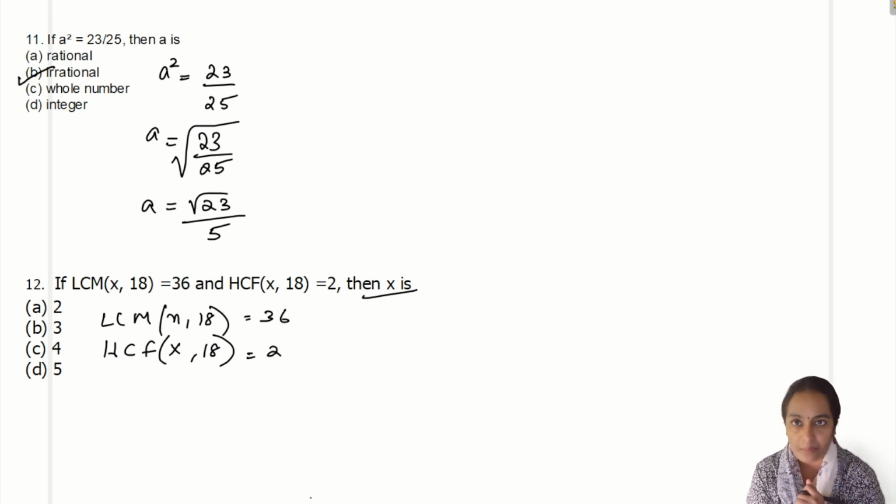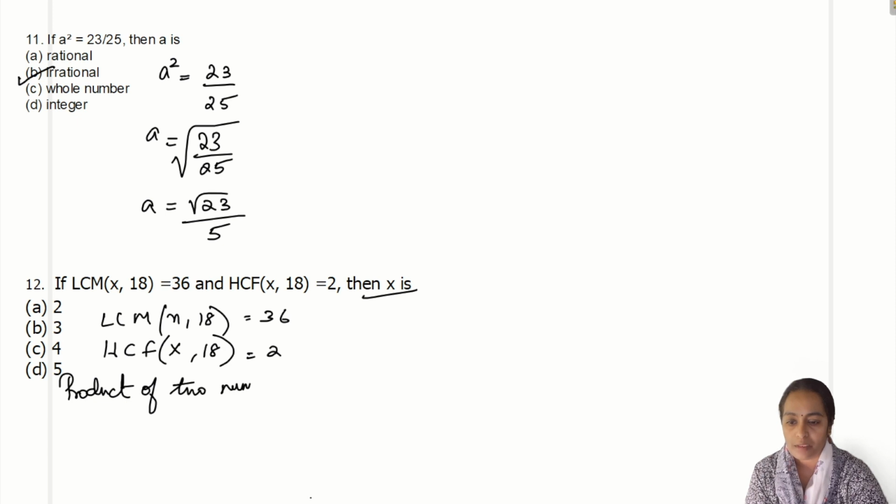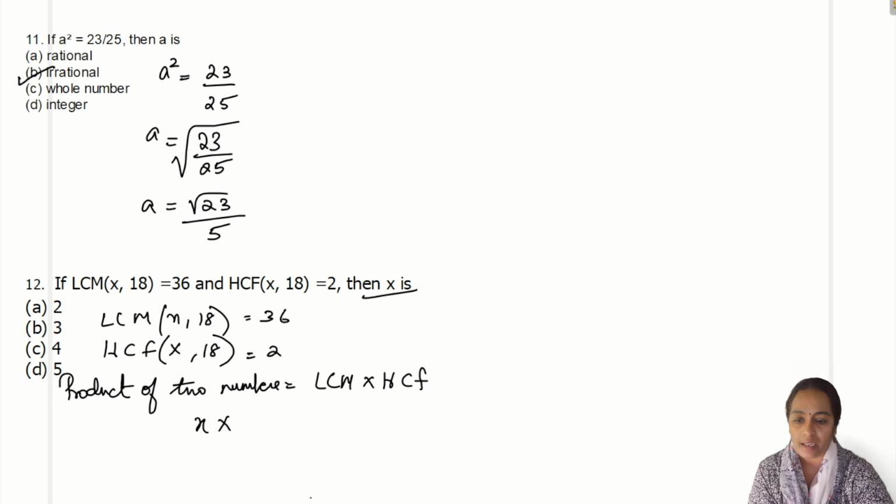So we have a formula here, children. We know that the product of the two numbers equals HCF into LCM. So we'll use that. So the product of two numbers equals LCM multiplied by HCF. What are the two numbers? As we just saw, the two numbers are x into 18. The HCF and LCM is 36 into 2.